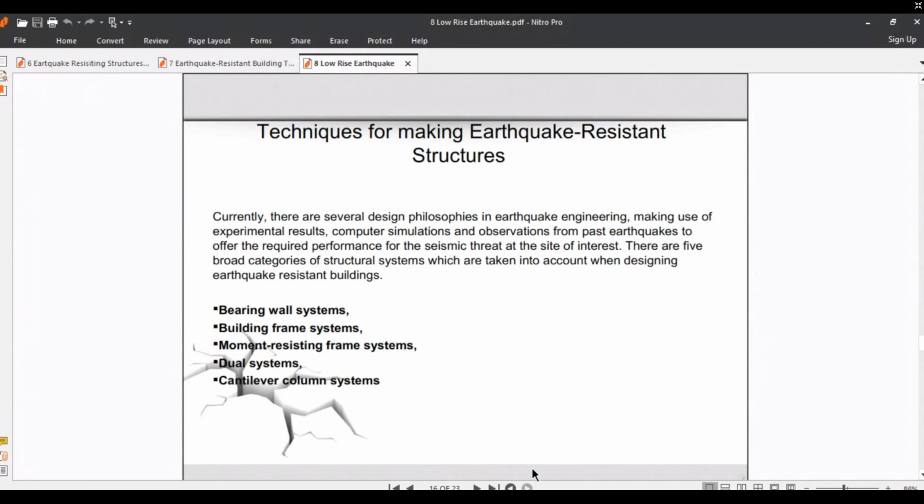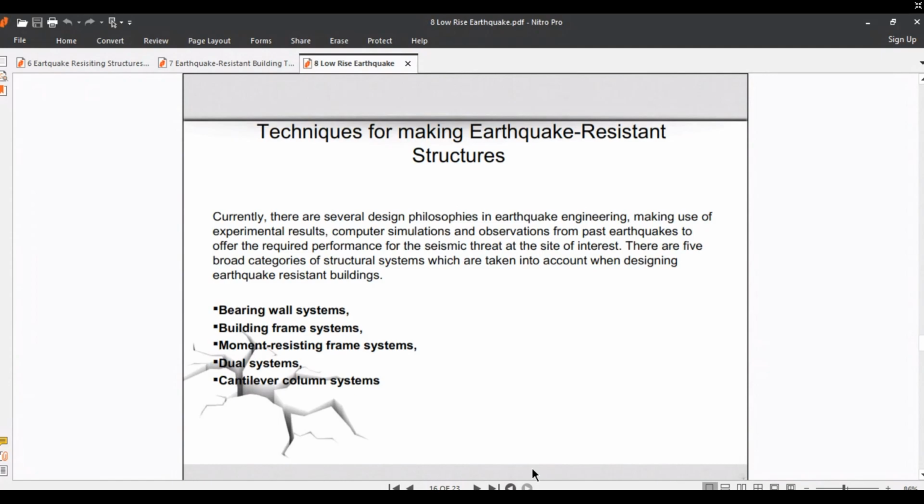Currently, there are several design philosophies in earthquake engineering, making use of experimental results, computer simulations, and observation from past earthquakes to offer the required performance for the seismic threat at the site of interest. There are five broad categories of structural systems which are taken into account when designing earthquake resistant buildings.